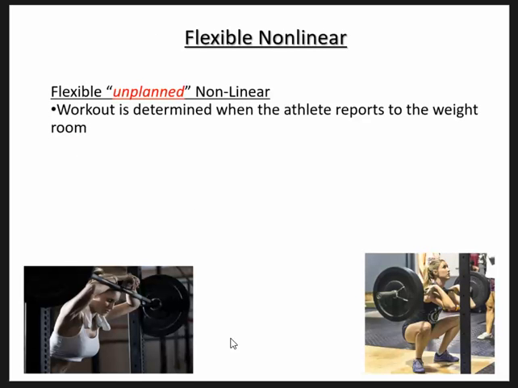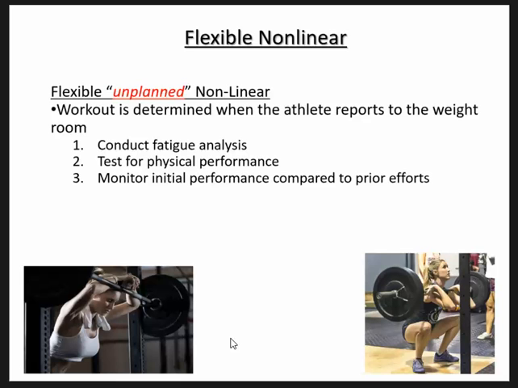So here's another model, but this model is actually not an option to choose for your assignment because it's more of a hypothetical model. So what is this model here? It's flexible, unplanned, nonlinear. As you read it, the workout is determined when the athlete reports to the weight room. So the workout is decided based on conducting a fatigue analysis. So fatigue analysis would just be testing, and I guess that's what this one says here, test for physical performance, monitor how they respond to a warm-up set compared to prior efforts. You can just ask them how they feel.